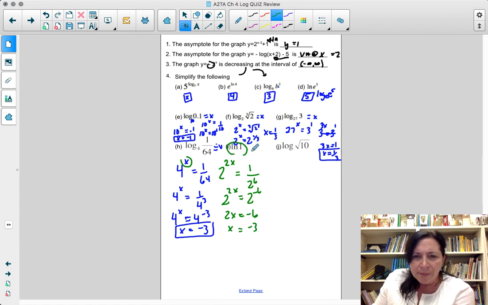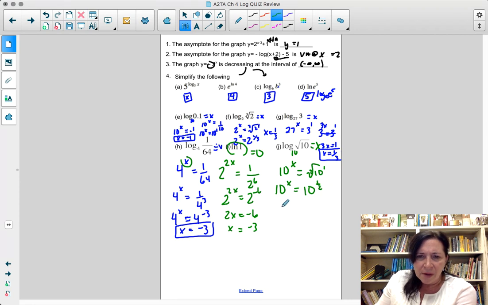ln of 1, well, that equals 0. Let's see here. This one, we'll set that equal to x. We have base 10, so we'd go 10 to the x power equals the square root of 10. Keep in mind the square root of 10 is 10 to the 1/2 power. So that's 10 to the x equals 10 to the 1/2 power. So x equals 1/2. Okay.